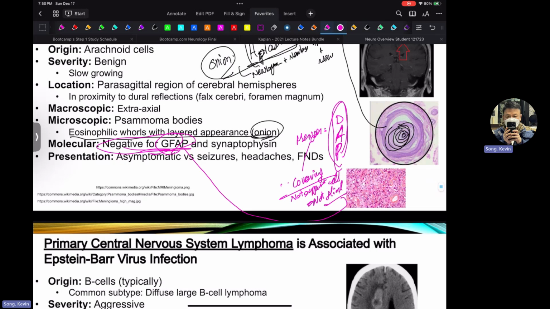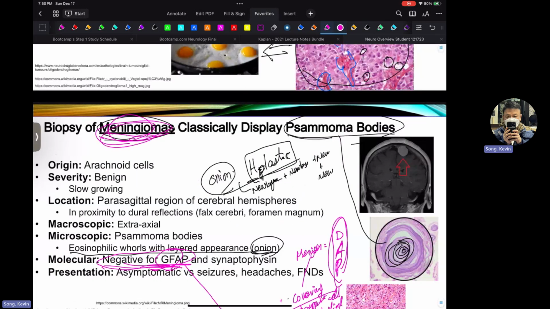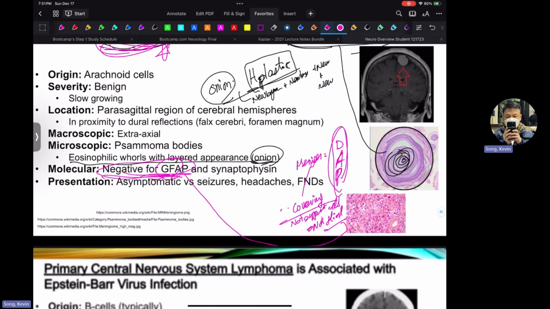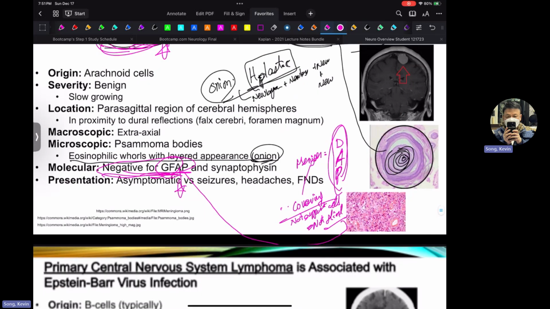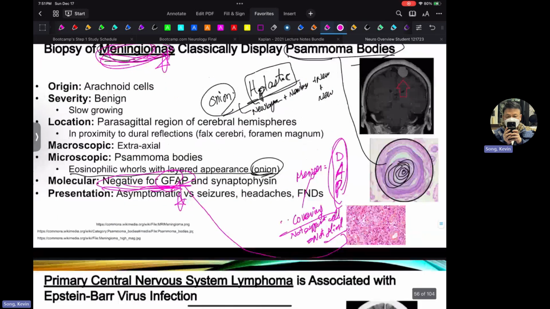So don't try to memorize that this is negative for GFAP, but understand why it is negative for GFAP. Because this is not a supporting cell. Meningioma is of the meninges, which are not supporting cells. It's just a covering. So that's the important thing. This one is important. All right.